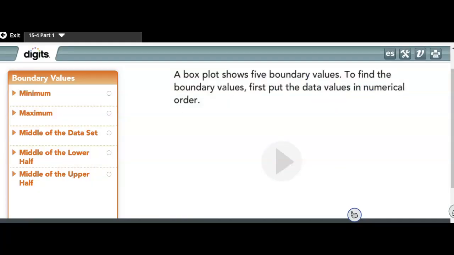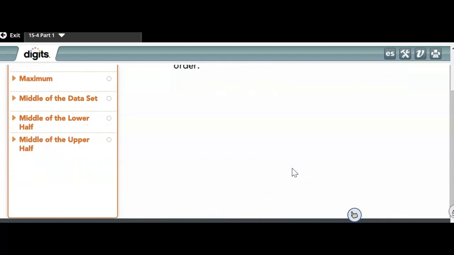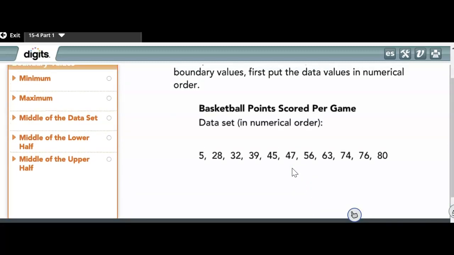Let's go ahead and get started on box plots. Box plots show 5 boundary values. To find the boundary values, first put the data values in numerical order. So here is our data set. We're going to be talking about basketball points scored per game. The data set is in numerical order. So these numbers are already in order.